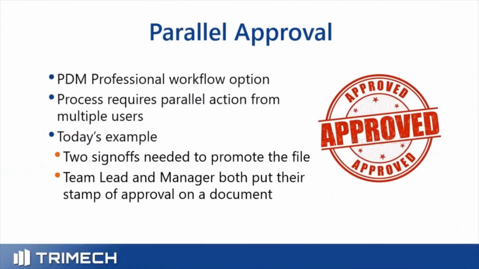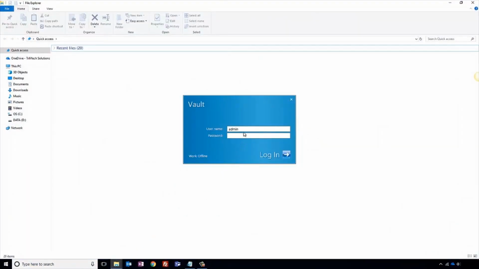We're going to take a brief look at parallel approvals inside a PDM Professional vault. This is an optional setting for workflow transitions when your processes require action from multiple team members. In our example today, we need the team lead and a member of the management team to both approve a change before the file can be promoted.